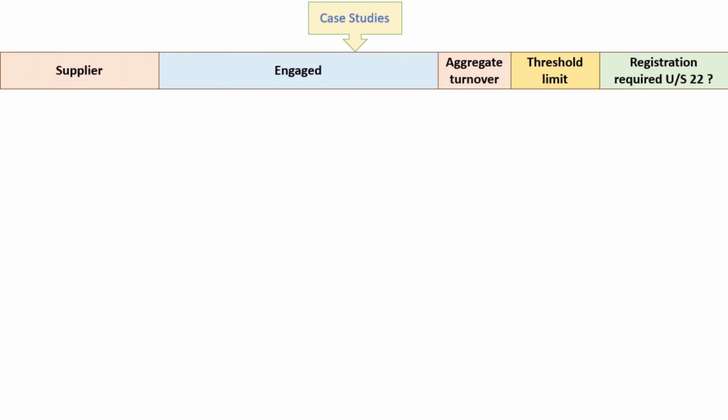Now let us discuss different examples to understand the concept of section 22. Supplier engaged in supply of which product, his aggregate turnover, what is the threshold limit that is applicable to him, and whether he is liable for registration under section 22 or not. This question's answer you have to think in your mind.